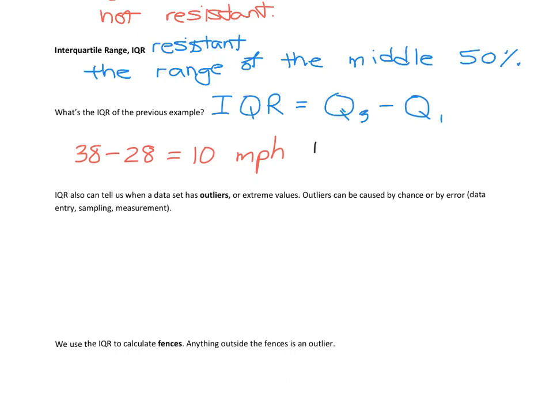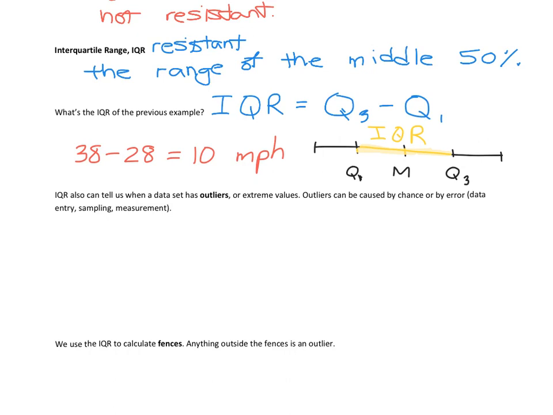All right, and then let's draw a little picture. Pictures always help. All right, so the IQR is this middle 50% right here. This is your IQR. Okay. So we like this. It's a resistant way to measure the dispersion.